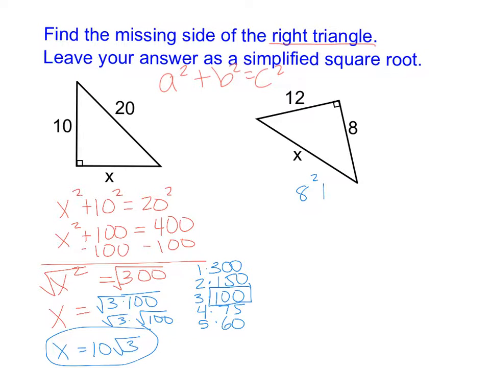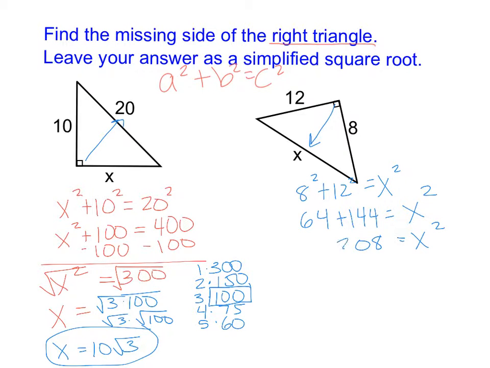8 squared plus 12 squared equals x squared. So remember your C value for the Pythagorean theorem is across from your right angle. 64 plus 144 equals x squared. So x squared equals, let's see, that's an 8, 208. Square root of both sides. I honestly don't know the answer of this off the top of my head, so let's do some math.